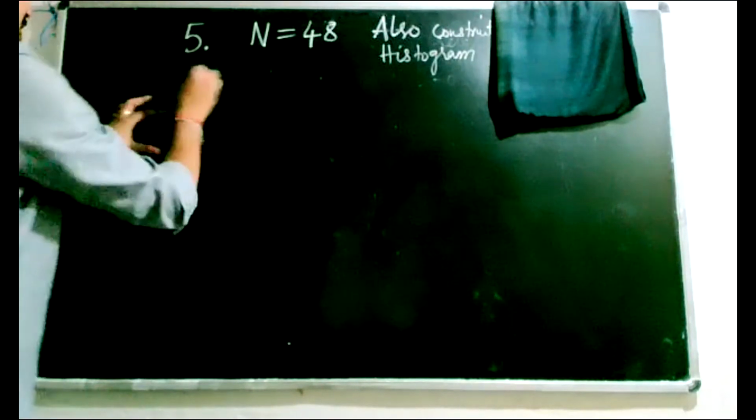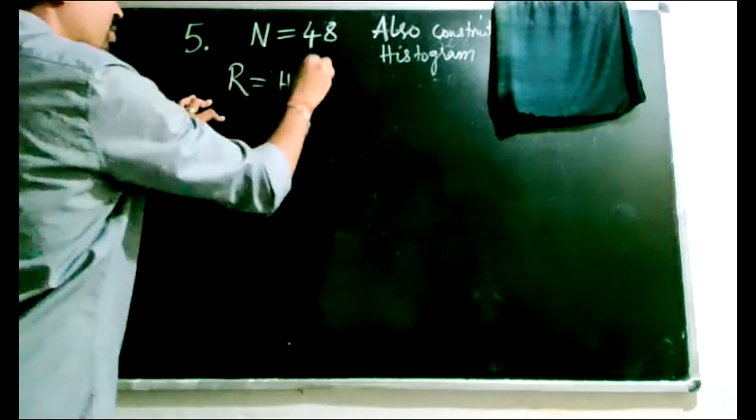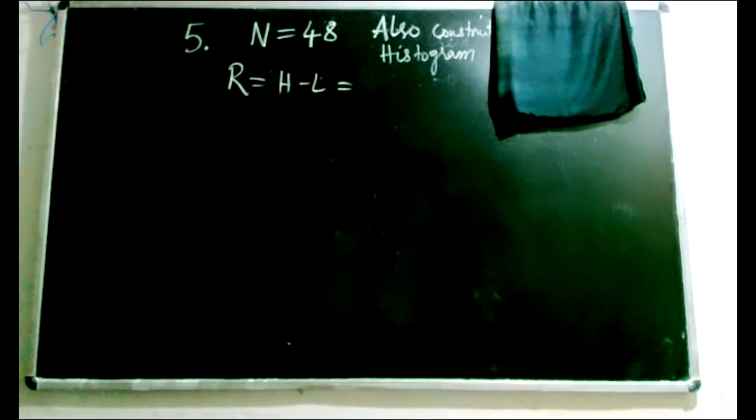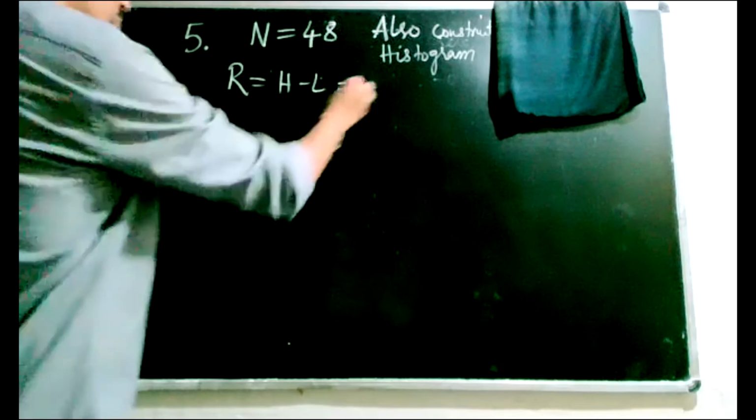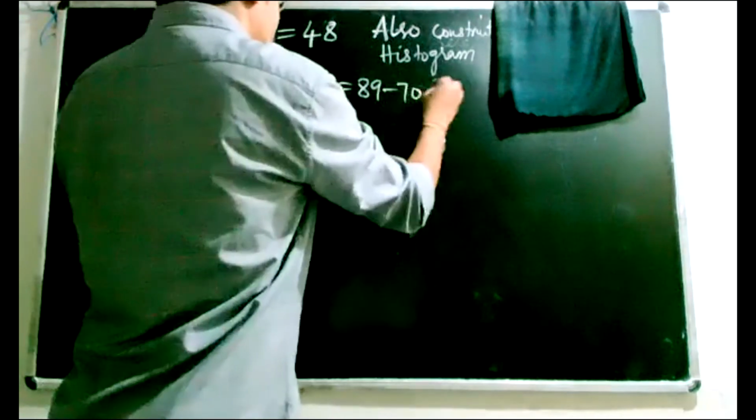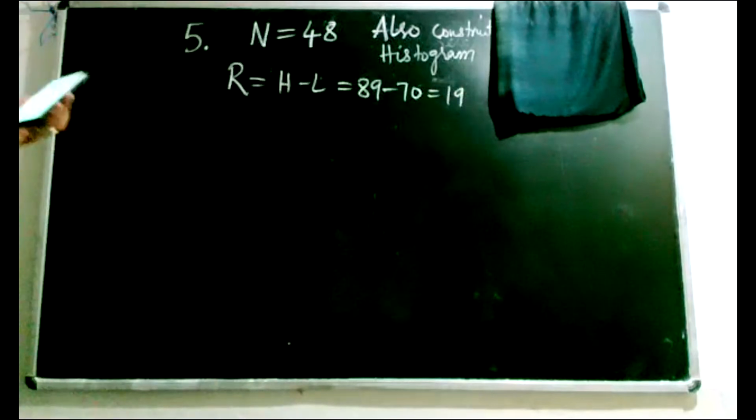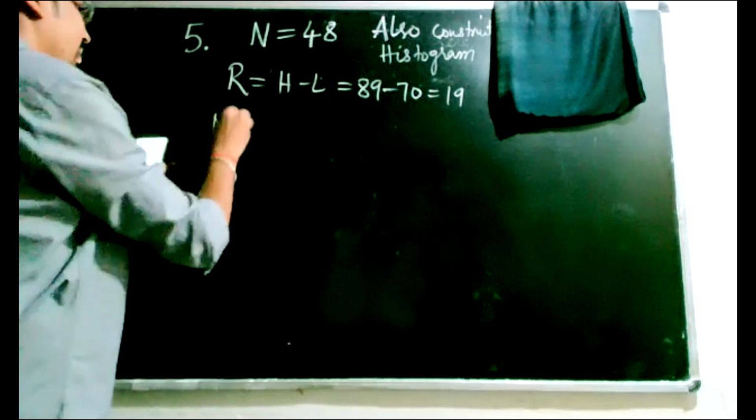Okay, so we'll apply Sturge's rule. The first step in any frequency distribution construction is identifying the lowest and the highest value. We have the highest, I'm observing, as 89, lowest is 70. Is it so? Sorry, 89 highest, 70 lowest. Okay. Next, we have to apply Sturge's rule.